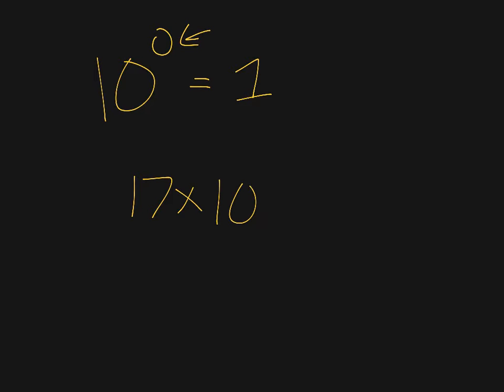And remember, if it's 10 to the power of 0, that's just 1 because there's no zeros. There's 0 zeros. So if it's 17 times 10 to the power of 0, you would just write 17 and no zeros because there's 0 zeros. It would be just 17 times 1, which is going to be 17.